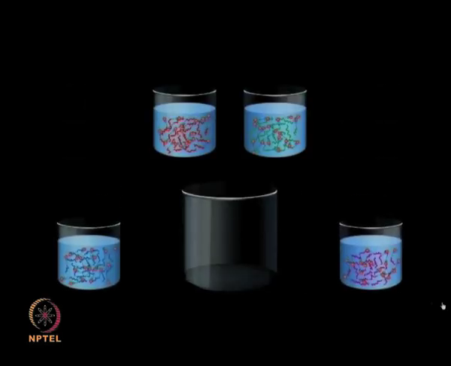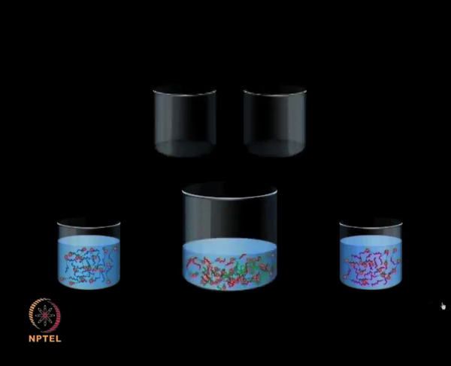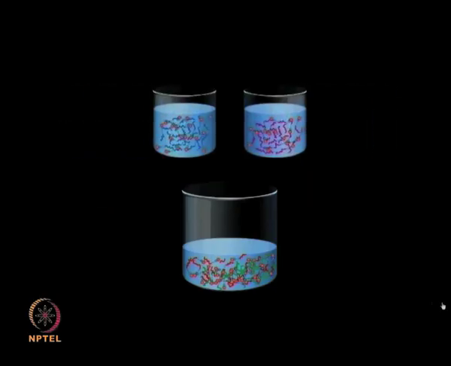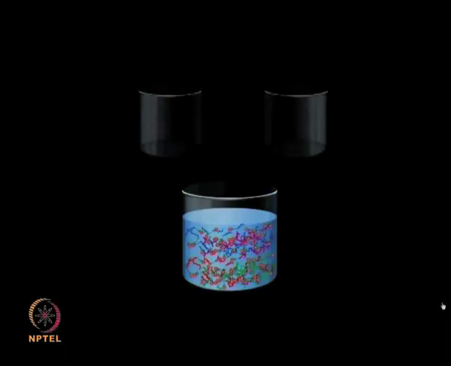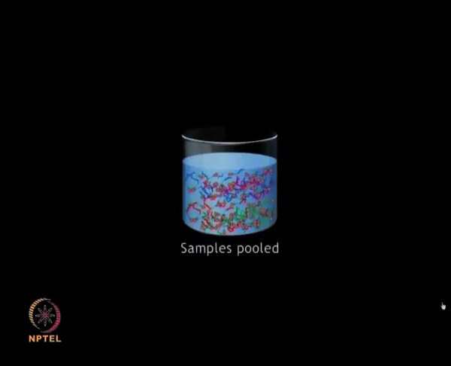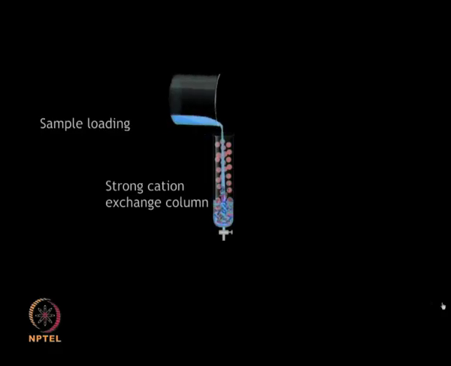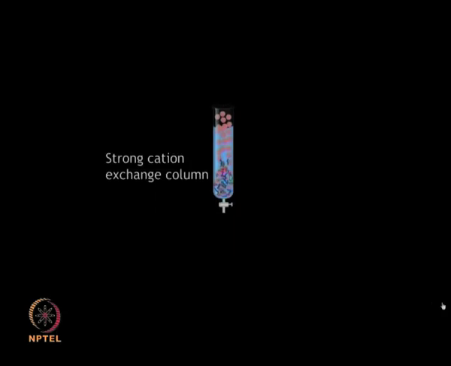This method has now further been improved to allow labeling of 8 samples simultaneously, although we are just showing here the 4-plex experiment. The labeled samples can be pooled together. The pooled samples are purified on a strong cation exchange column to remove any excess unbound iTRAQ reagent.